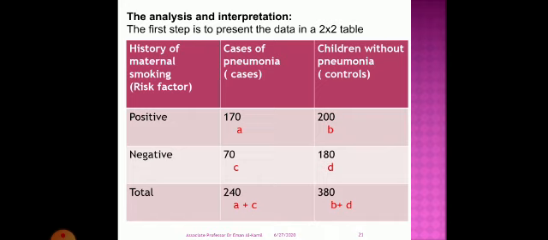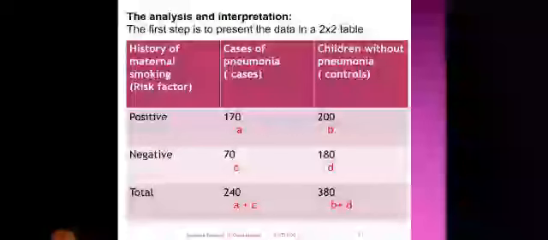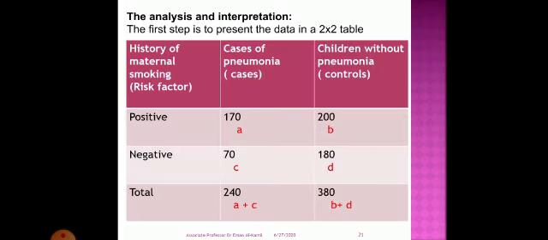So we are going to perform the 2 by 2 table, and we start with, as we mentioned, the cases of pneumonia and children without pneumonia, cases and control. We go by columns, the cases and controls. We put them in a column and go downward, while the exposure goes on the right side, whether there is exposure to the risk factor, smoking, positive or negative.